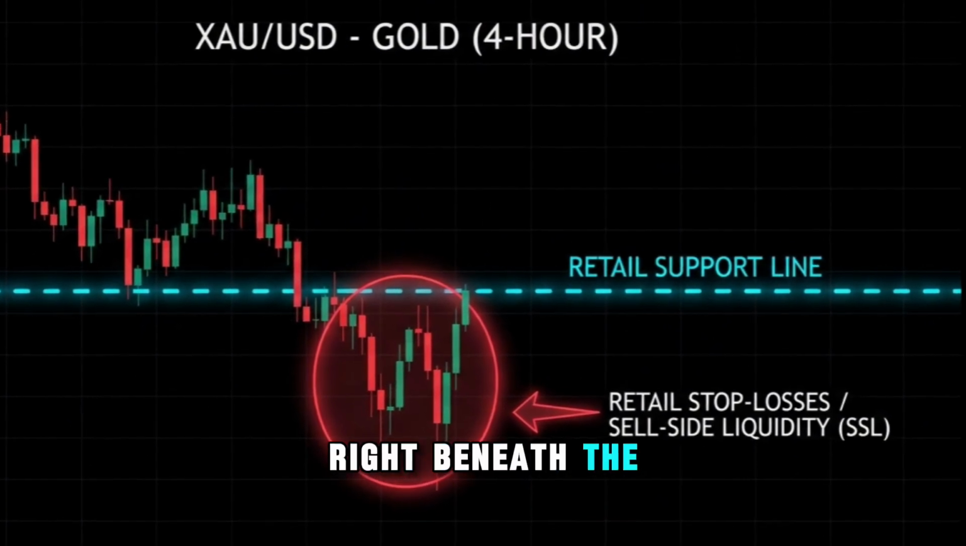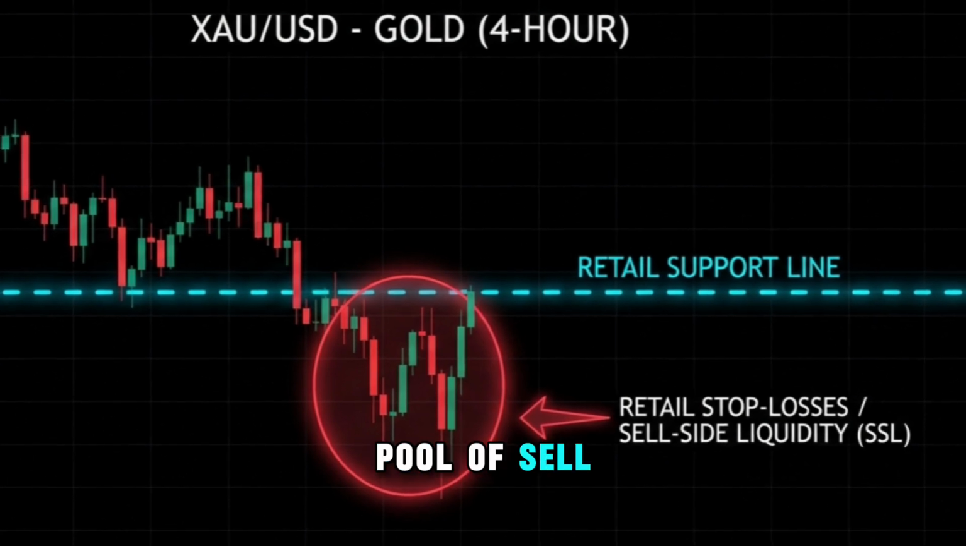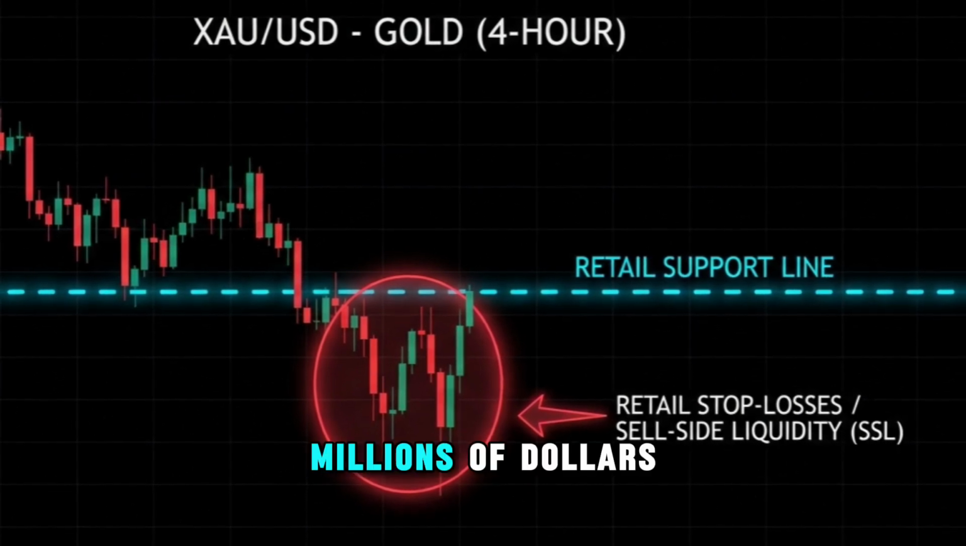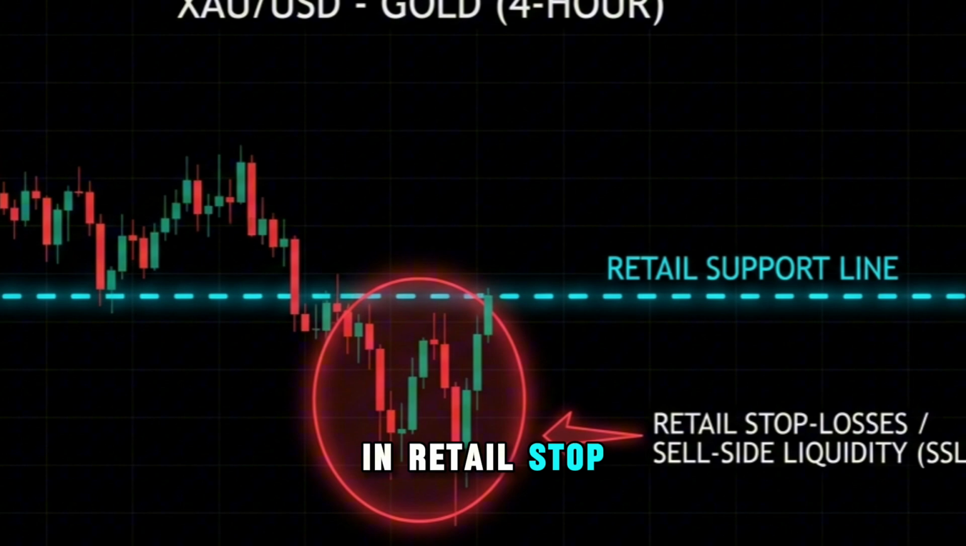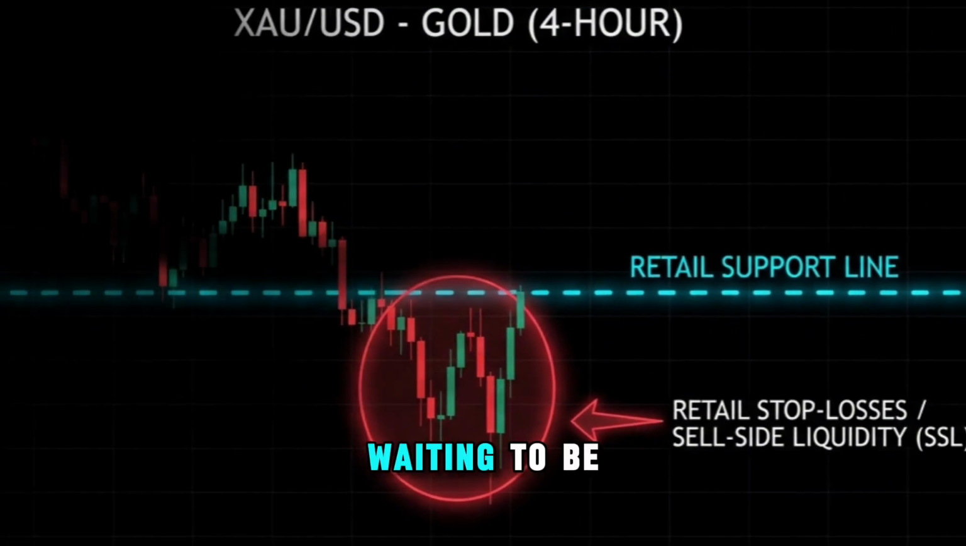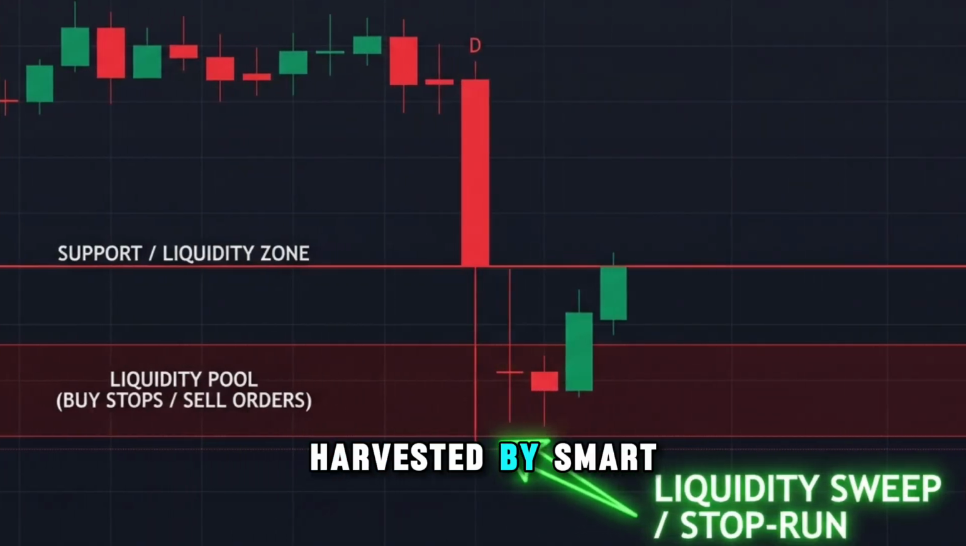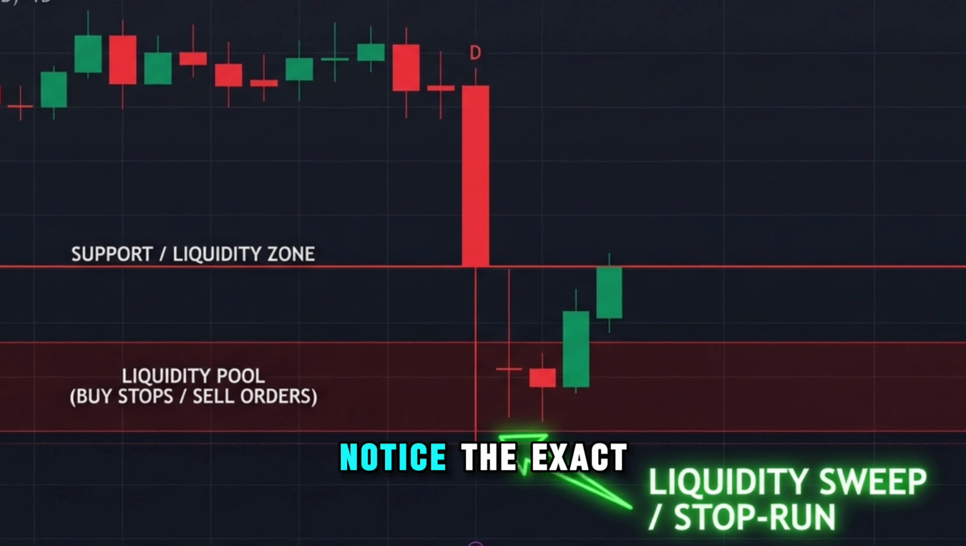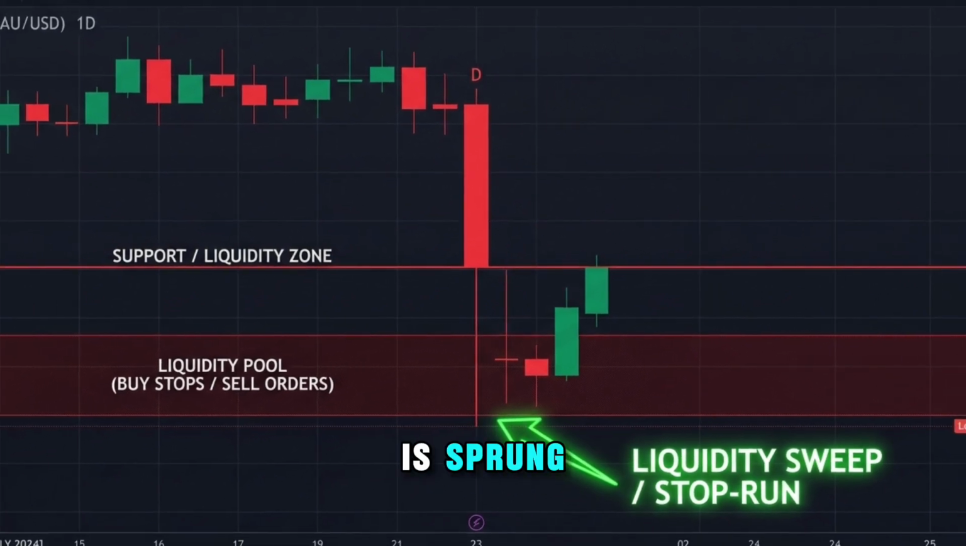Right beneath the dashed line lies a massive pool of sell-side liquidity. Millions of dollars in retail stop losses are sitting there, waiting to be harvested by smart money. Notice the exact moment the trap is sprung.